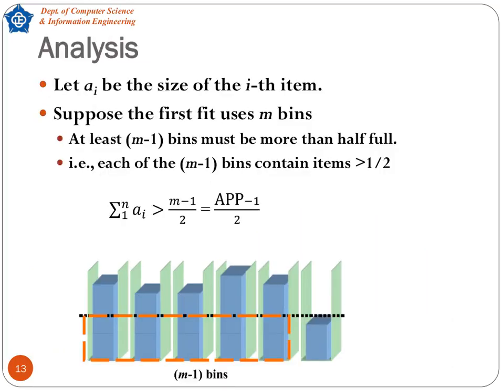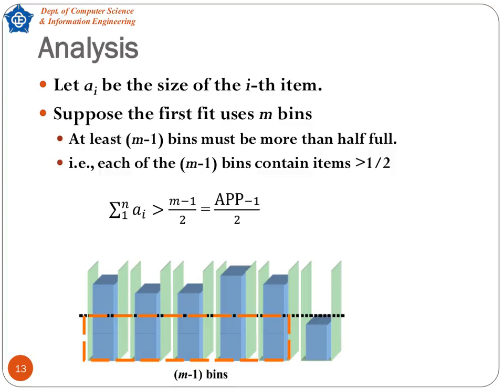Now that we've established a key property of the first fit bin packing algorithm, this slide delves deeper into the analysis of that scenario. Let's first define A_i as the size of the ith item. Building on our previous discussion, if the first fit algorithm uses M bins, a crucial insight is that at least M-1 of these bins must be more than half full. This directly implies that the total size of items within each of these M-1 bins is greater than 1/2.